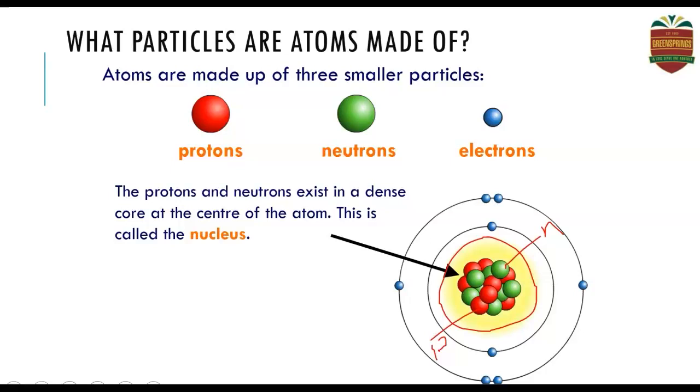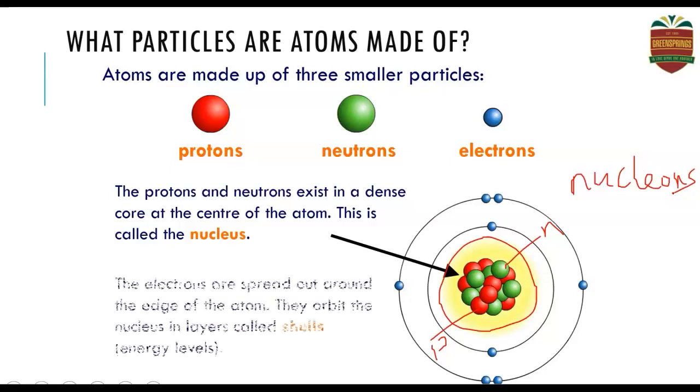The proton and the neutron are in the center of the atom, and this center is called the nucleus. This proton and neutron together can also be called nucleons, because they are in the nucleus. However, the electrons are spread out around the edge of the atom. They orbit the nucleus in layers called shells. We can also call that energy levels.